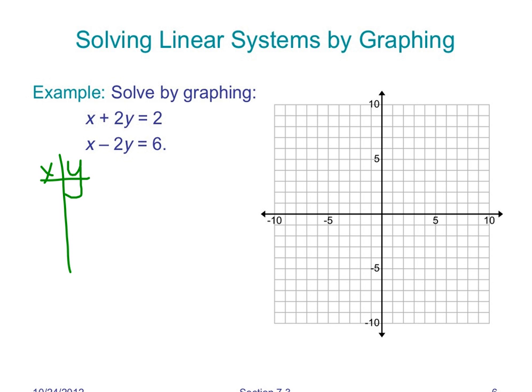So I'm going to do the top one first, and I'm going to plug in 0 for y. So I have x plus 2 times 0 equals 2. 2 times 0 is 0, so I have x equals 2. That will give me 1 point. I'm going to plot that point, the point 2, 0, right here.